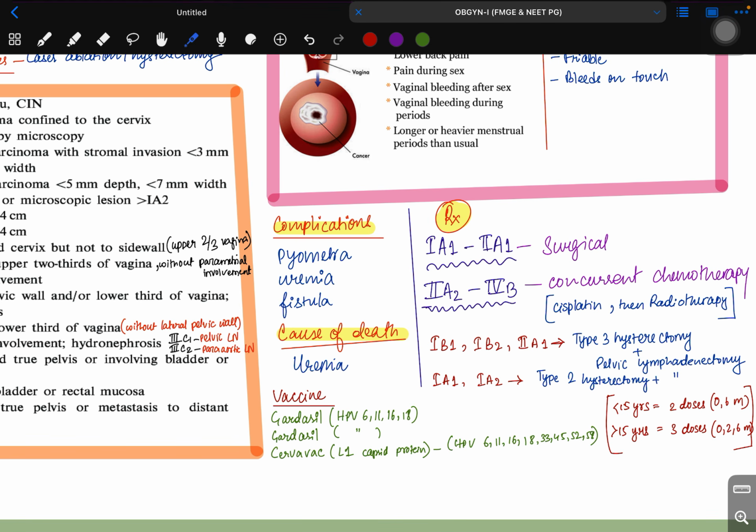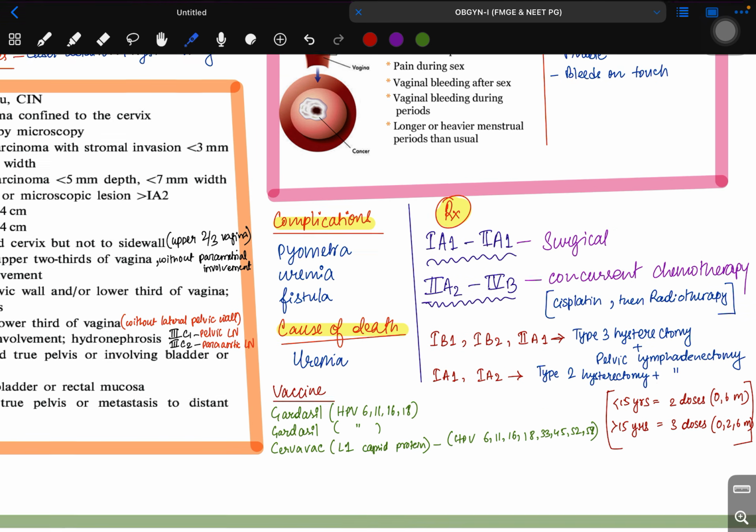We can do the surgical treatment. For 2A2 to 4B, we can give concurrent chemotherapy with the help of cisplatin, then radiotherapy. 1B1, 1B2, 2A1: type 3 hysterectomy plus pelvic lymphadenectomy. 1A1, 1A2: type 2 hysterectomy plus pelvic lymphadenectomy.